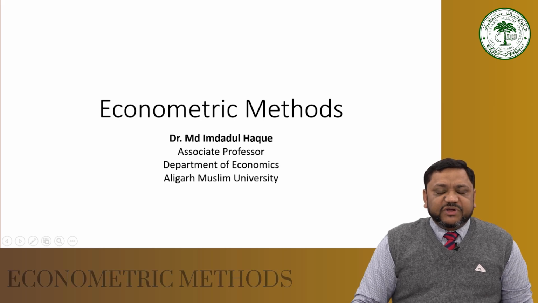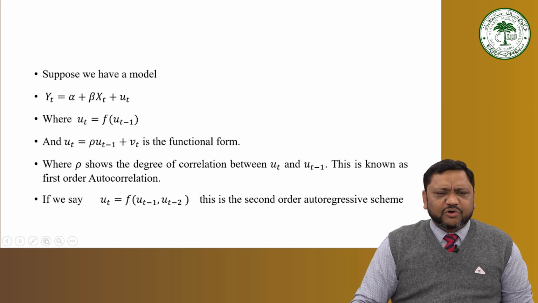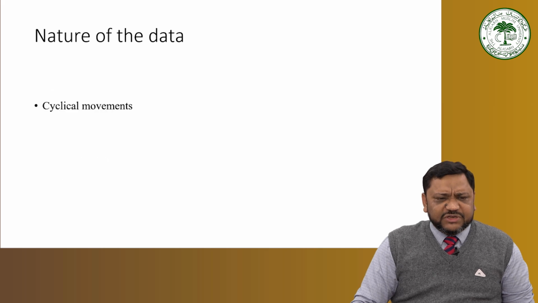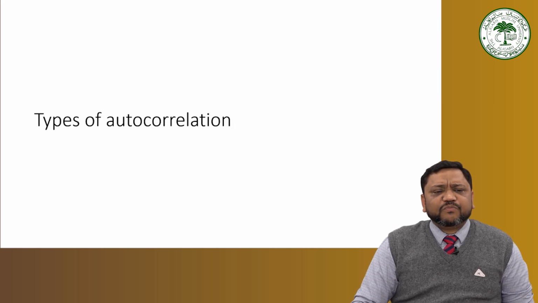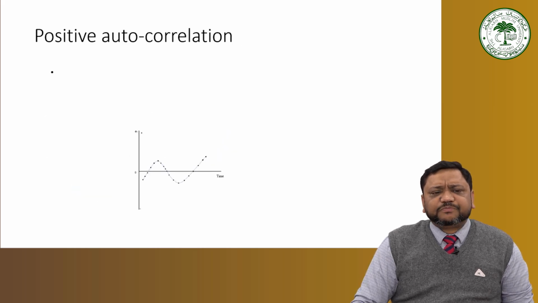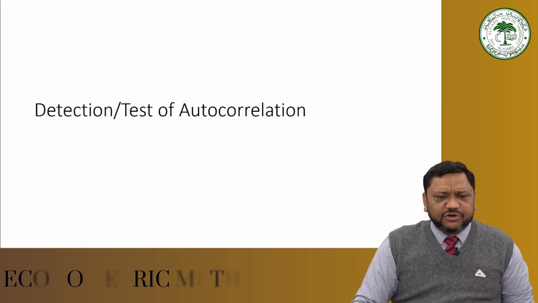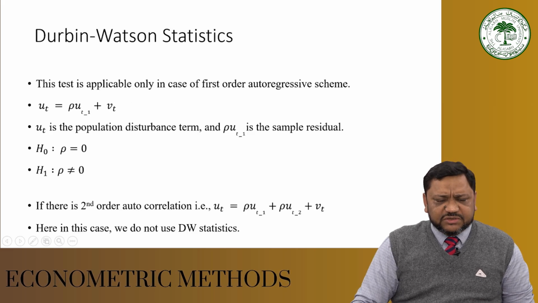We were in the discussion on autocorrelation. We have seen what the effects of autocorrelation are, and why autocorrelation occurs. We have studied the types of autocorrelation. Then we discussed how to identify, that is the detection of autocorrelation, and in that we studied Durbin-Watson statistics.